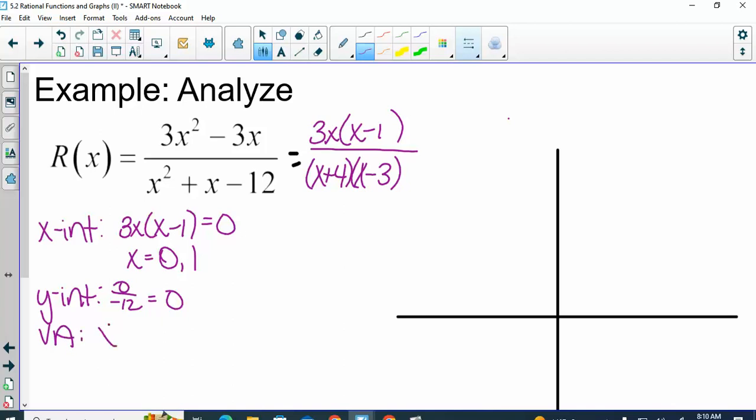Vertical asymptotes, those are x equals, what would that be? x equals 3, x equals negative 4. Then we have to decide if it's horizontal or oblique. So we look at the degree. What's the degree of the top? 2. The bottom? 2. If it's the same degree, divide the coefficients, so 3x squared divided by x squared.